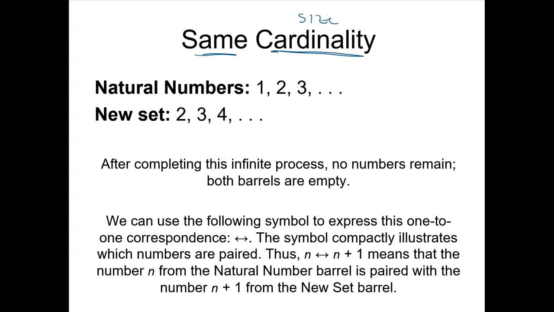You'll see that the correspondence I use there is this arrow going back and forth. This correspondence means that the number n from the natural number barrel is paired with the number n plus 1 from the new set barrel forever, and that's going to go on, and the barrels will eventually be empty if we were to do that infinitely many times.